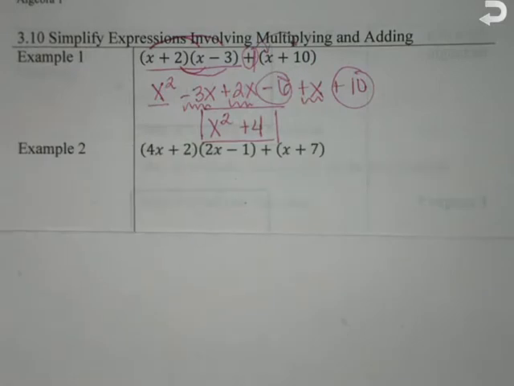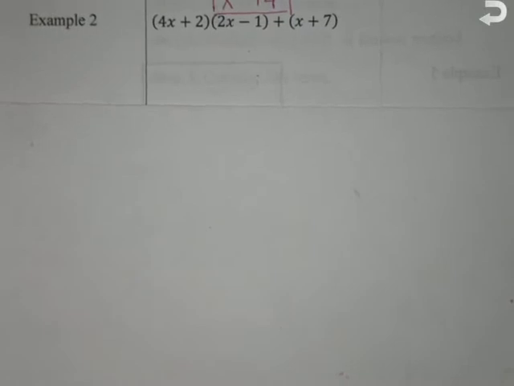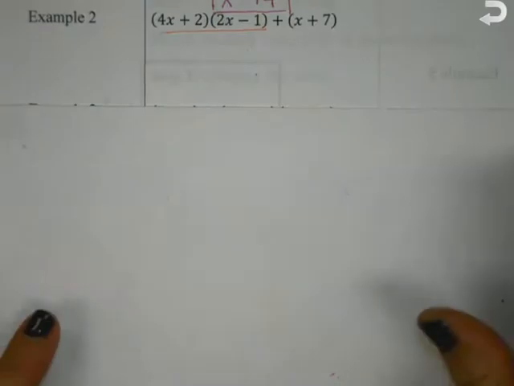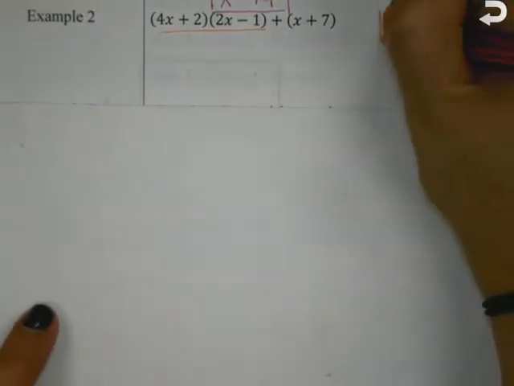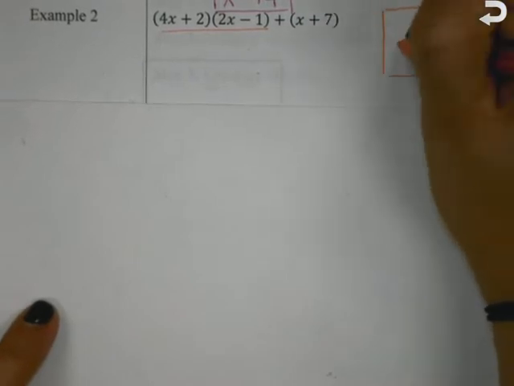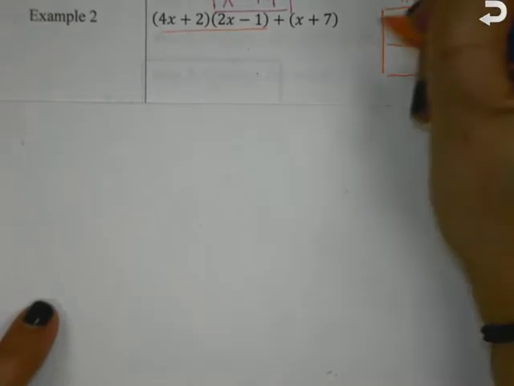Example 2: 4x plus 2 times 2x minus 1 plus x plus 7. So similar to our previous problem, I have to do the multiplication first. Where do you guys see multiplication? Yeah, 4x plus 2 times 2x minus 1. That's multiplication. Let's use the box method on this, just so that we can see it done in two different ways.